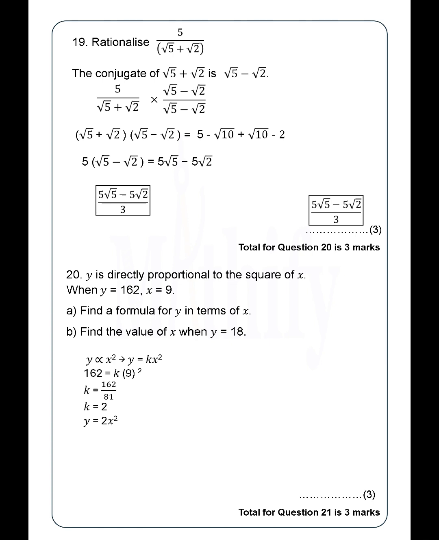That's part A done. To work out part B, find the value of x when y equals 18. So plug in everything we know. 18 is equal to 2x squared. To make x squared the subject, 18 divided by 2 is equal to 9. So x squared equals 9. To work out x, square root 9, which is equal to 3. The final answer for part B is 3.